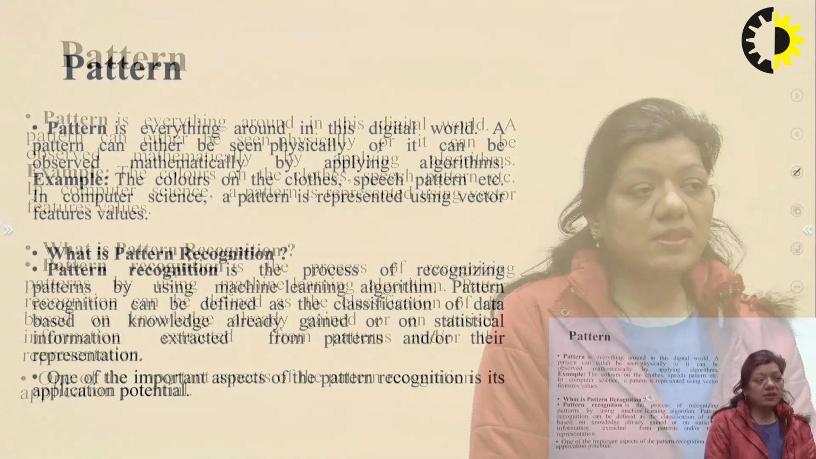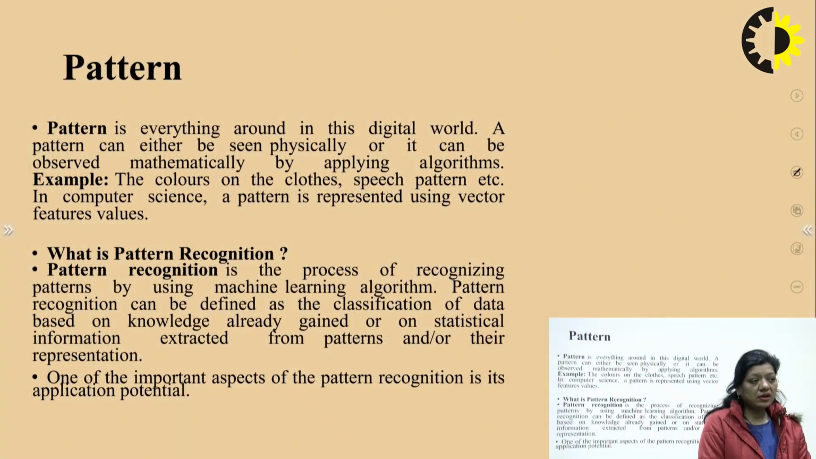A pattern is basically everything around us in this digital world. A pattern can either be seen physically or it can be observed mathematically by applying an algorithm. For example, the color on a cloth is a pattern. In computer science, a pattern is represented using a feature value vector.